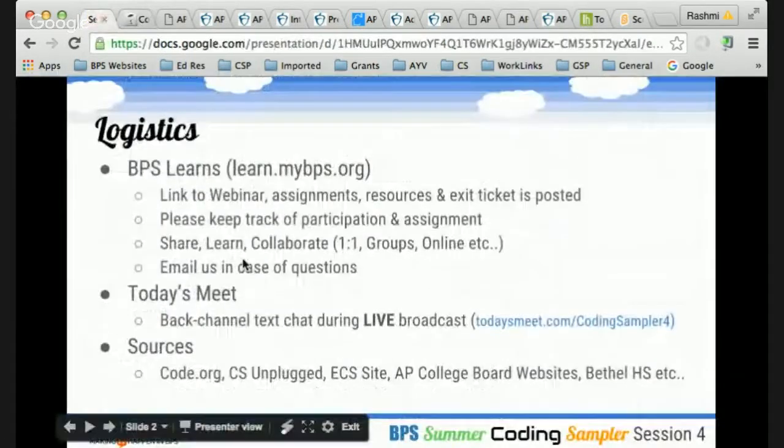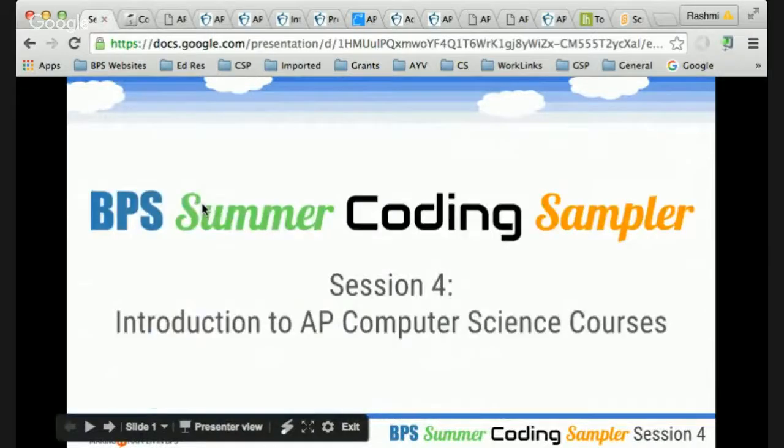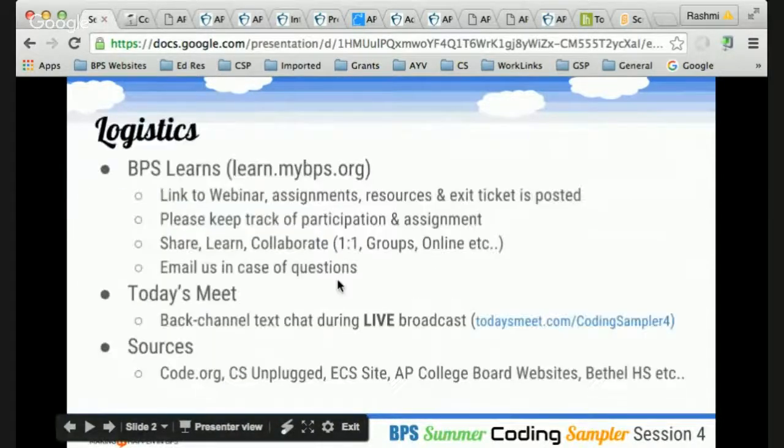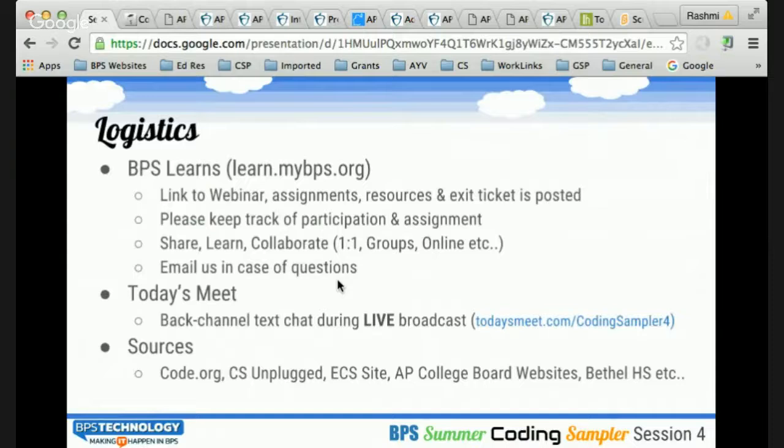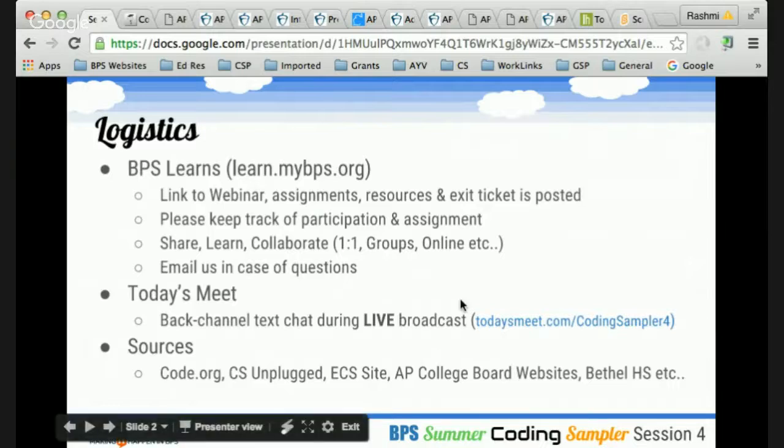Coming back to the presentations. Just in terms of quoting the sources, I've used a lot of media assets and examples from the following courses, which is code.org, CS Unplugged, ECS site, the AP College Board website. Also, we have an example from Bethel High School. So just making sure that you quote sources as you use materials is very important. So we are also trying to model that in our webinars.